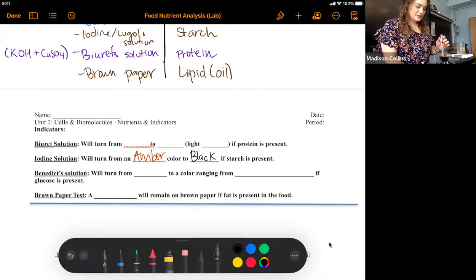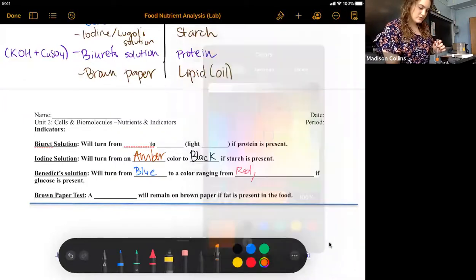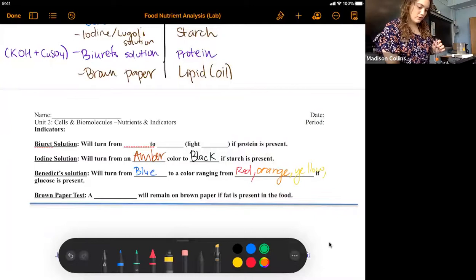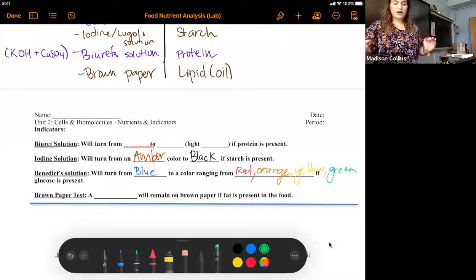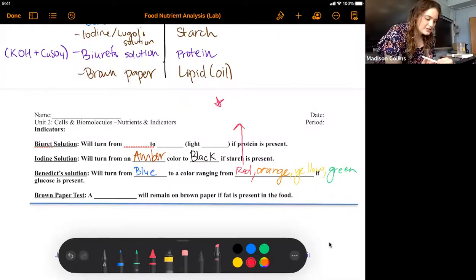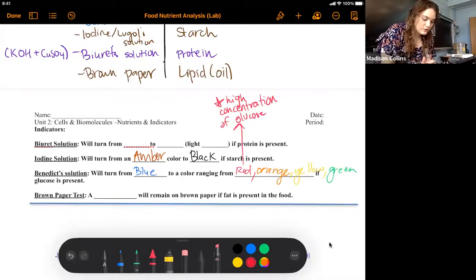So with Benedict solution, if it's a positive test, it will turn from blue to a color ranging from red, orange, yellow, or green. So we could see one of 4 colors with Benedict solution. And if we actually see a red result, that means that there is a high concentration of glucose. And if we see more of a green shade, that means that there's a low concentration of glucose.